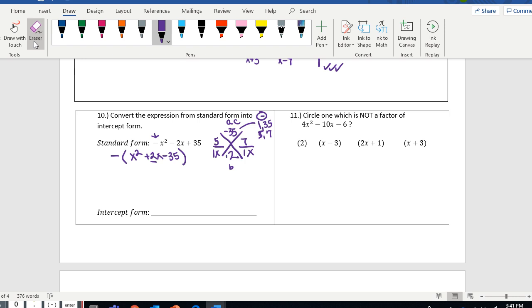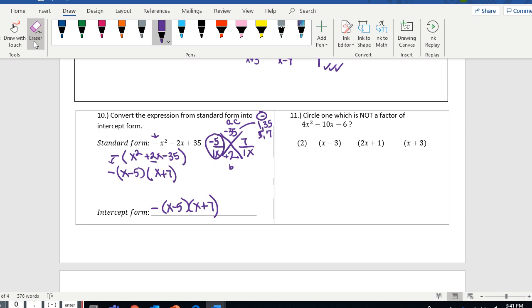Now, this is a +2. So if you have +2, you want your smaller number to be negative, because now when we add these two together, you will get a positive number. So this is giving you the answer. It is going to be 1x minus 5, or just x minus 5. And the second one is x plus 7. And the fact that this negative is out in front means it needs to repeat. So intercept form, negative x minus 5, x plus 7, and we're done.